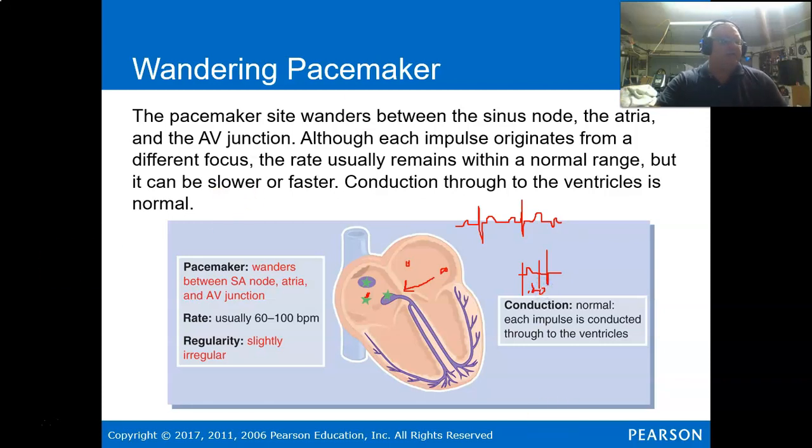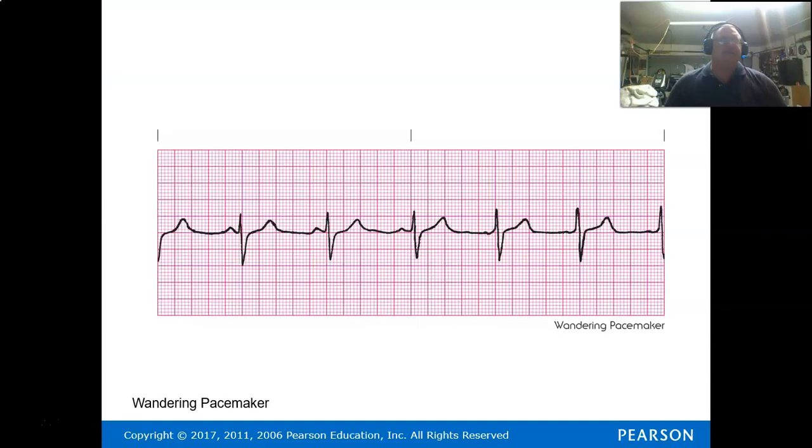All right, so clicking back to this slide, we saw that. Let's see an example of it. Notice here, I've got a P wave, I've got a P wave, I've got a P wave. Oh wait a minute, that P wave is really short. That's not good. Oh wait, it's changing here too. So we've got it coming from a different spot.